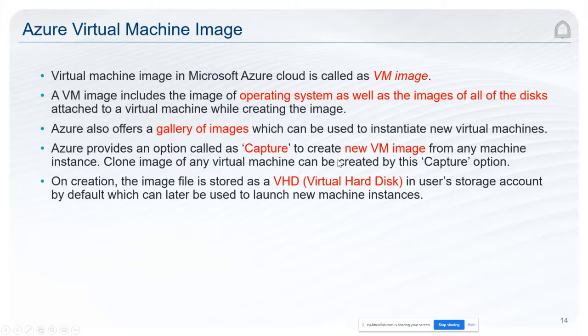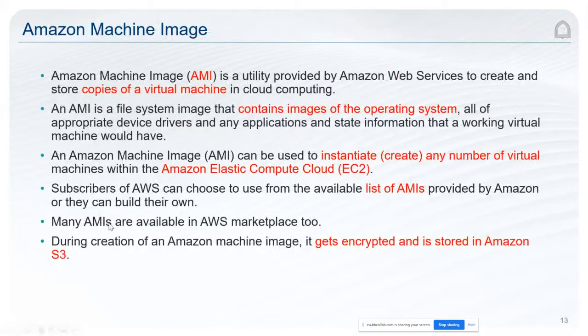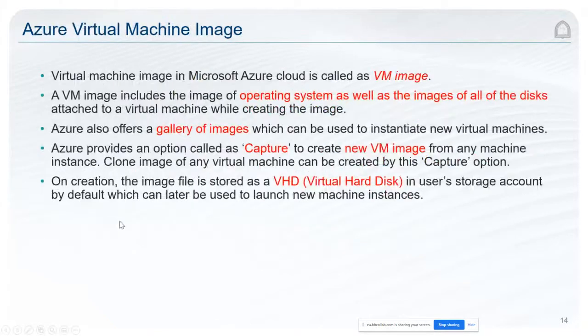Also, it allows the capture, which is creating a new image from an already existing image. For example, you can launch this VM image and then change the operating system or change some of the applications and then create a new virtual machine image. This capability they call capture in Microsoft Azure. The image file is not stored in S3 as in AWS, but it is stored in a VHD, virtual hard disk, and this is the user's default storage location.